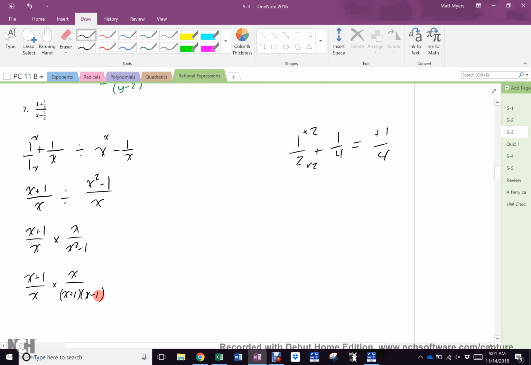Now what should I check for? Restrictions, because it's totally cleaned up, right? I have to check where? Everything on the right and any other denominators. So x cannot be 0, because that can't be 0 and that can't be 0. And x can't be plus or minus 1, because that can't be 0. Then I just do what? Cancel, cancel, cancel. What do I do with these x's? Gone. One on the top, one on the bottom. What do I do with x plus 1 and x plus 1? Gone. What's left? X minus 1 over x minus 1.